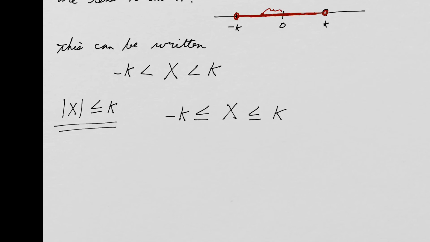Okay? So in this case, it's saying that this distance is less than or equal to k. So in this picture over here, you would include the endpoints. Any of those values would make sense.